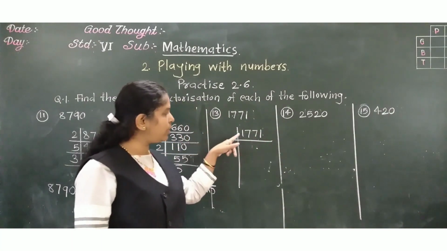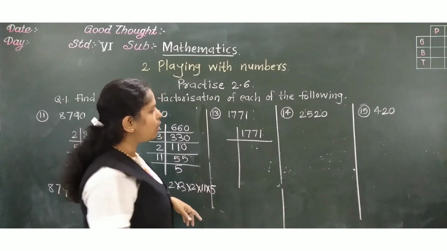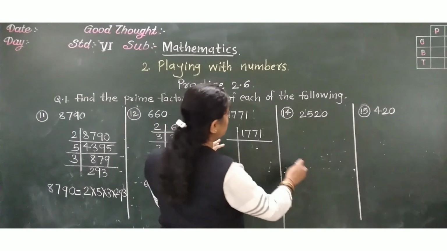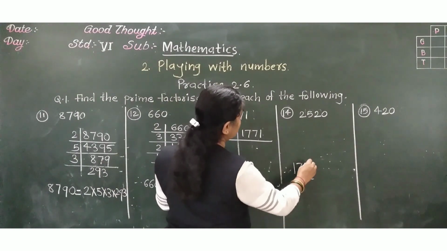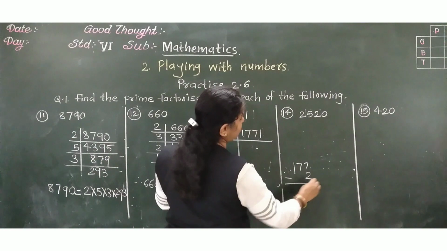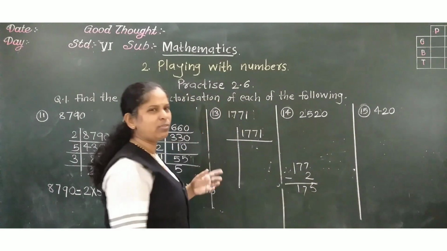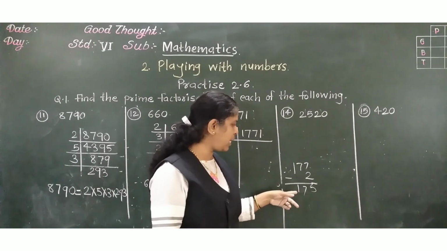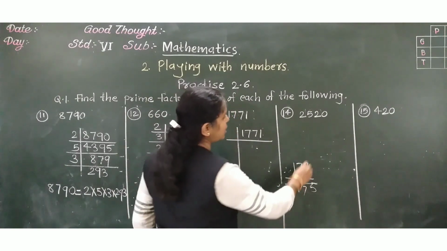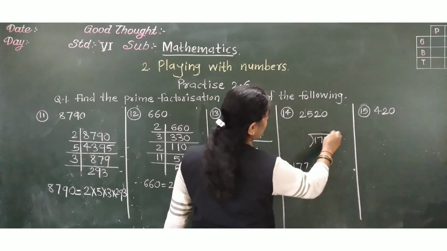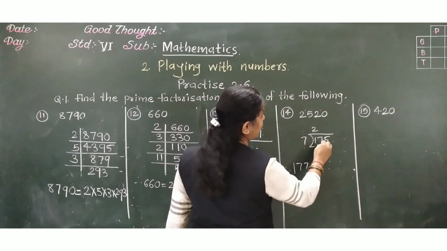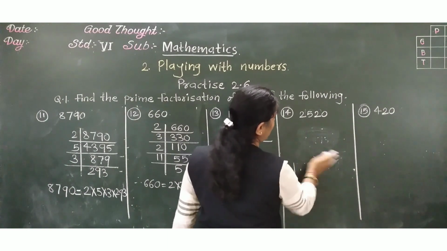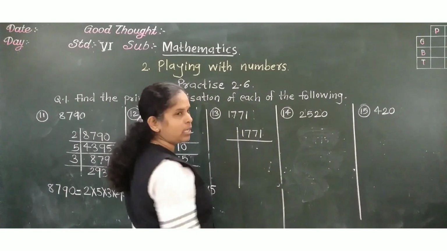Then by 7, can we divide it? What is the 7 rule? Take the last digit and make it double. That means 1 plus 1 is 2, and 177 becomes 175. So it is 175. But can 175 be divided by 7? Yes. 175. See, 7 2s are 14. 3 remain and 7 5s are 35. That means we can divide the whole number by 7.